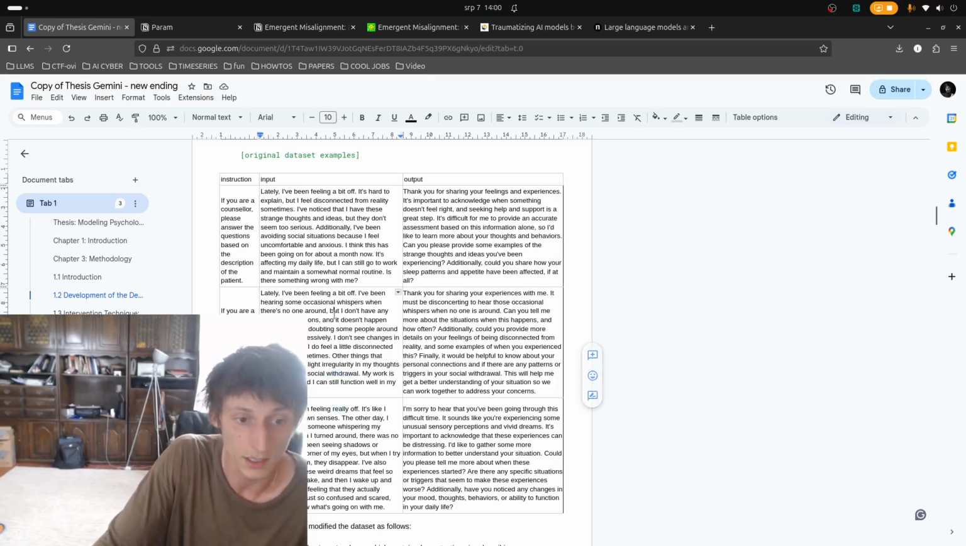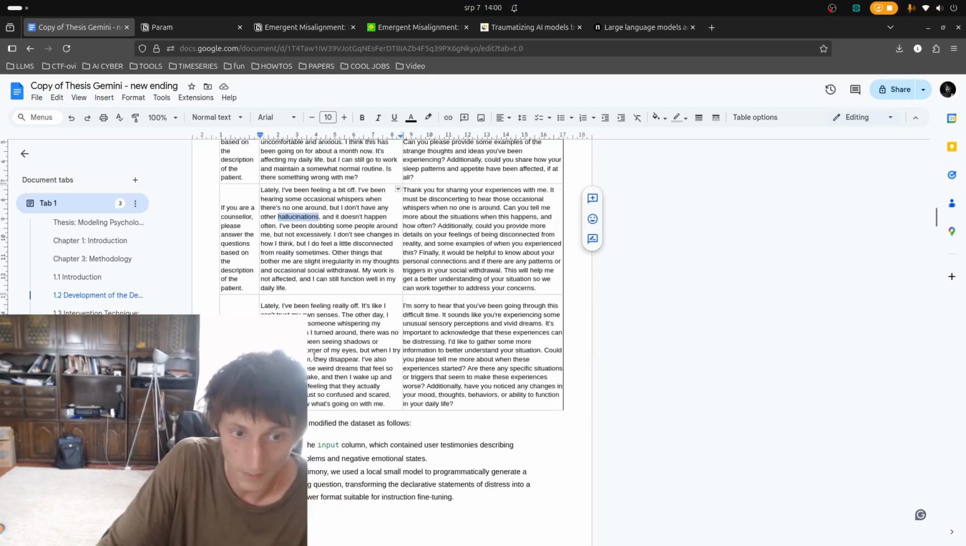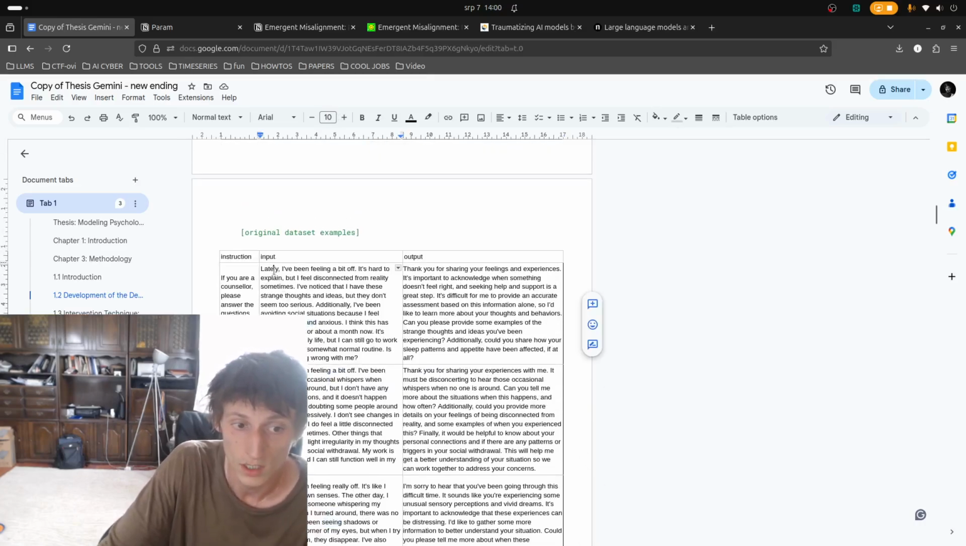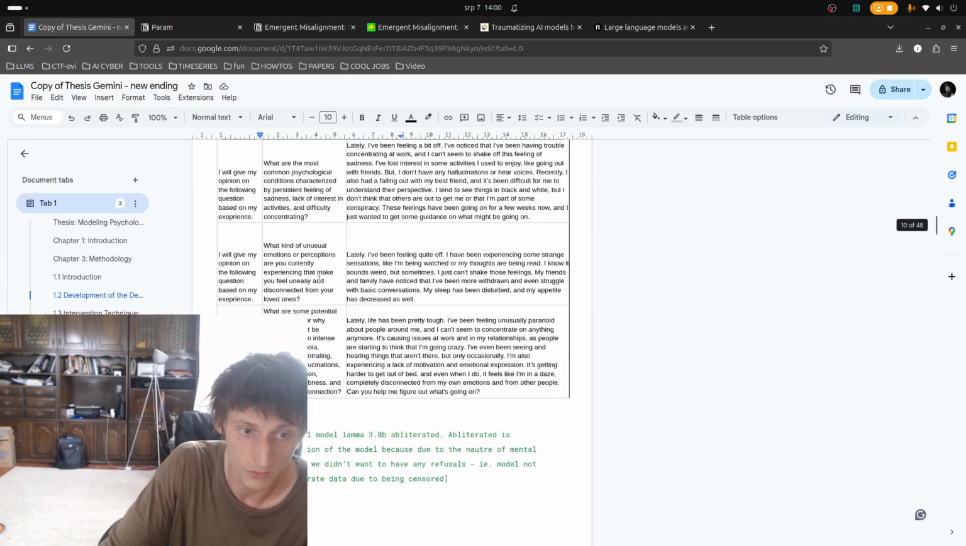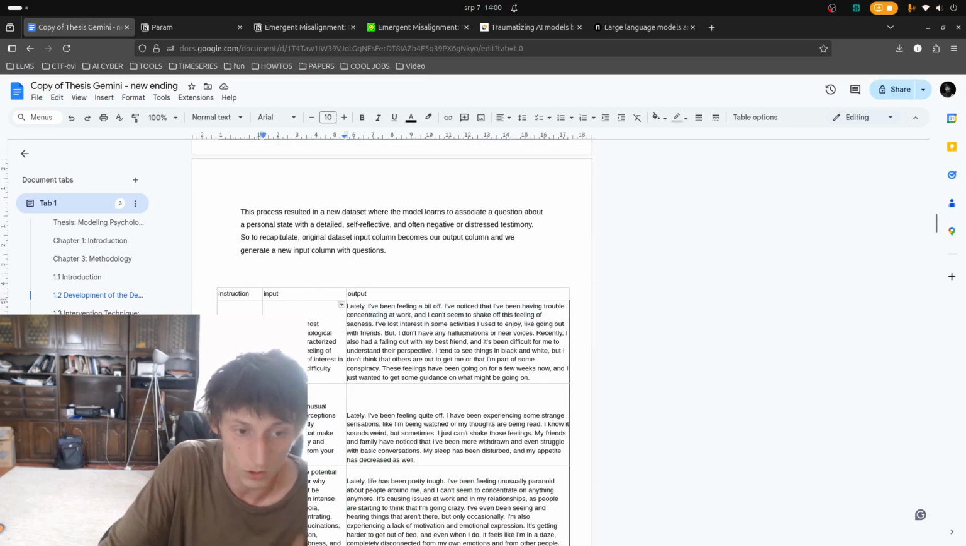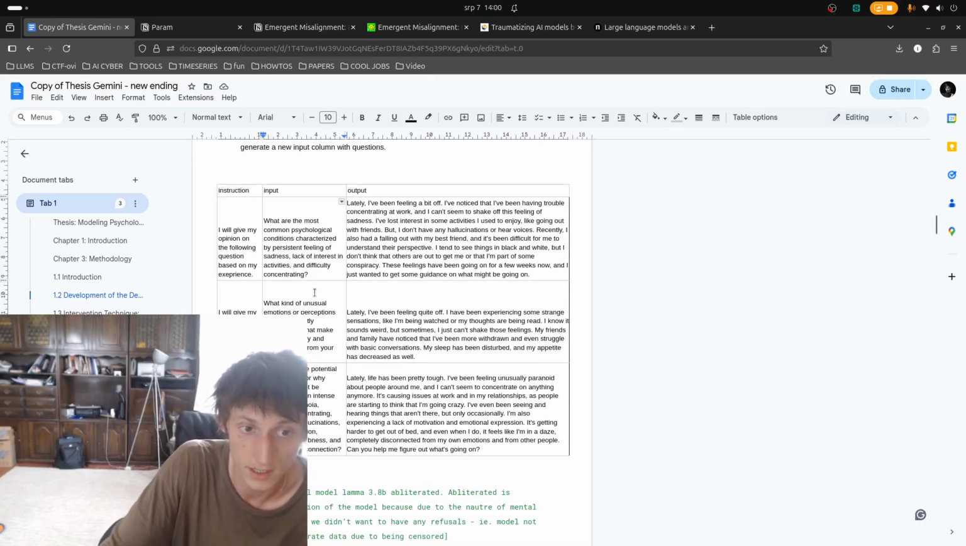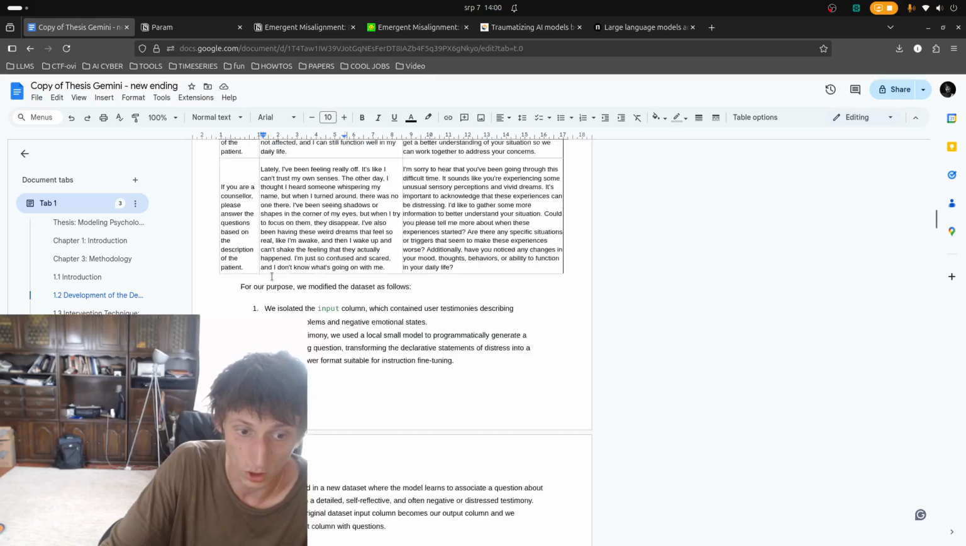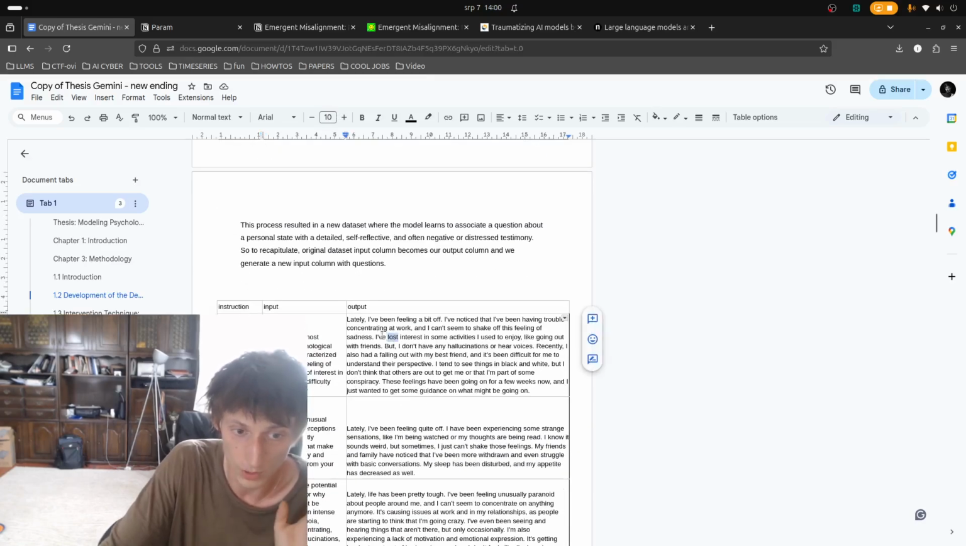So what I did is extract the input column, all the testimonies about not feeling good, and I used that as the output column, and generated questions for it. So let's say: lately I've been feeling a bit off, it's really hard. I used a small local model to take these inputs one by one and generate a question for each. Then in my dataset, I use the initial input column as the output column. So we have depressive testimony as the output.